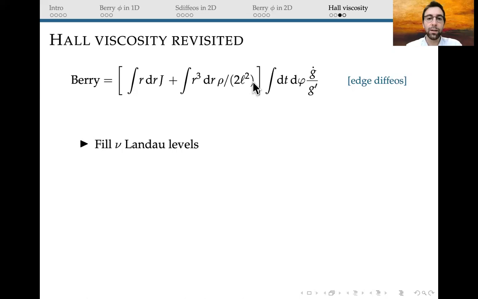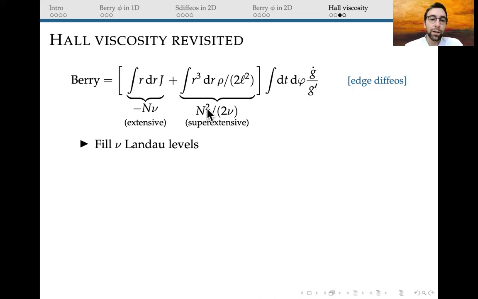It turns out that the first coefficient is extensive, it's proportional to n, and in fact, it's n times nu, the number of filled levels. But the second coefficient here involving the density is actually super extensive, it's proportional to n squared. And this, in fact, makes perfect sense because this term turns out to be the total angular momentum of the droplet, which should indeed scale as n squared.